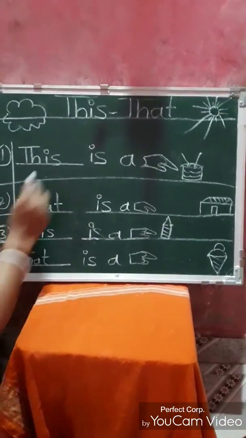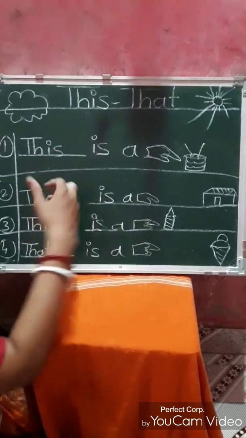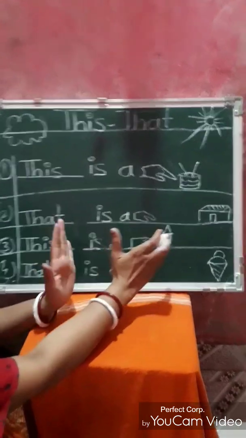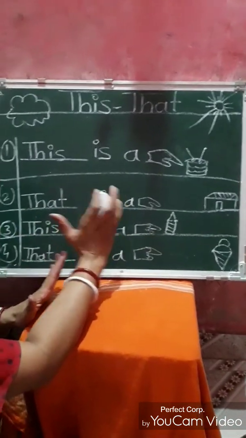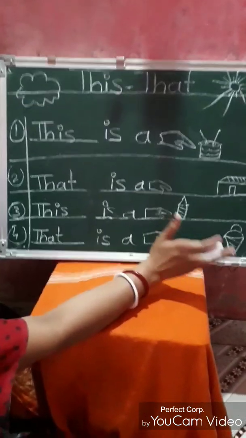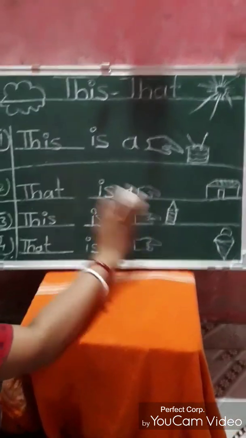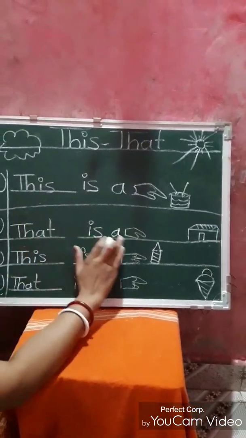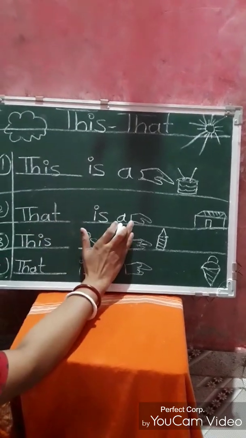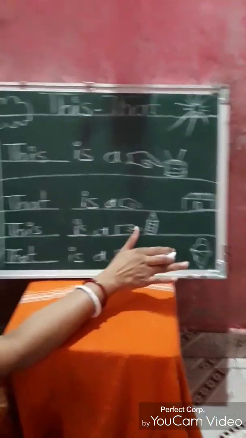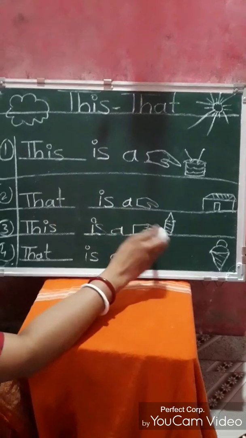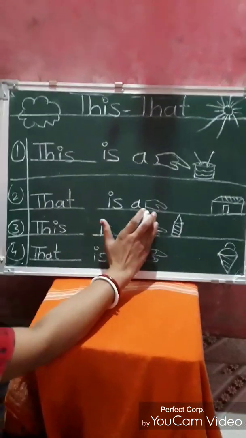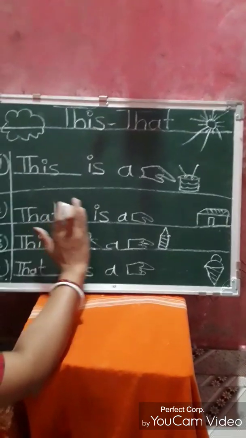Okay, this means यह and that means वह. यह means जो चीजें हमारी पास में होती है, the things which are nearer to us, and वह means जो चीज हमसे दूर होती है, means the things which are far away from us. And also be careful that all things are in singular number. Okay, after this, in the next step we are going to clear our concept about these and those.